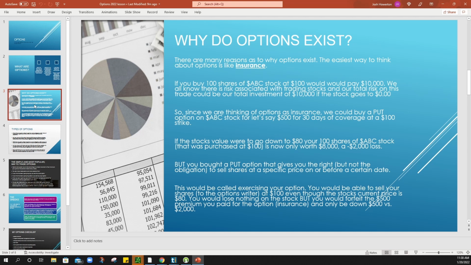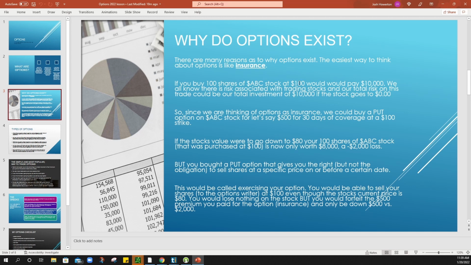So, since we're thinking of options as insurance, we could actually buy a put option of ABC stock for, let's say, $500 for 30 days of coverage, right? So we're having the mindset right now. Just shift your mind a little bit to insurance. So let's say you bought 100 shares of Tesla, and let's say Tesla was $100. You invested $10,000 into Tesla, but you want to buy an insurance policy, right? To protect your investment, to protect your 100 shares of Tesla at $100.